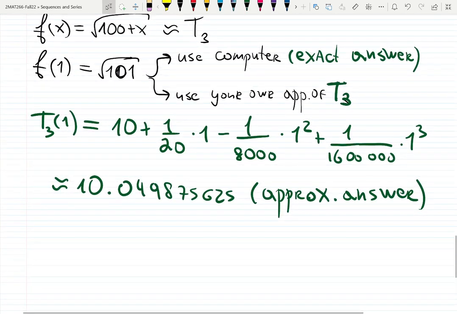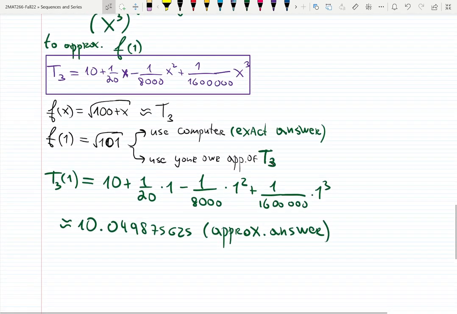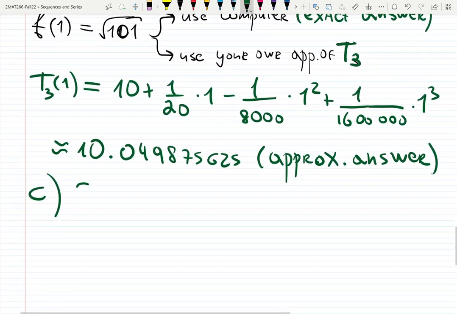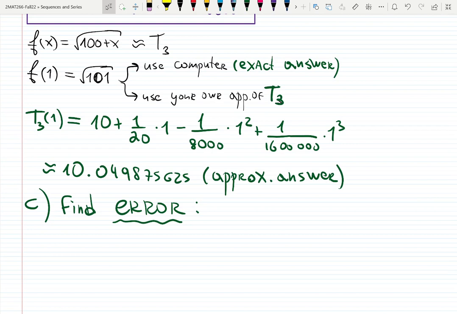So step 3, part B, we found it. For C, they ask you about the error. Find the error. That is what we teach specifically for STEM majors like engineers and physics majors; I did not do that as a mathematician. Error is the absolute value of the difference between exact and approximate. We don't care about the sign. We care how far we are from the good answer.